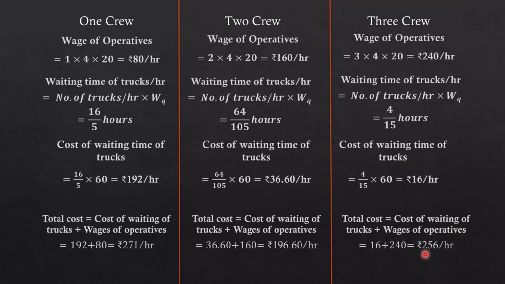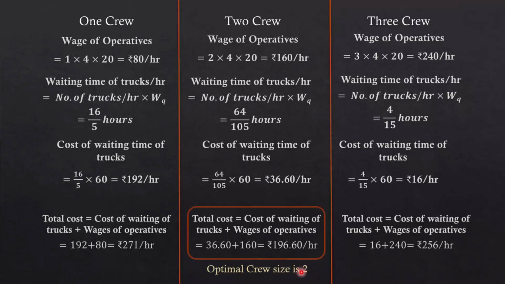Now as we compare these three situations, we can analyze that when we are having two crews, we are having the minimum cost here, minimum total cost. So that's why we can say that the optimal crew size is 2.